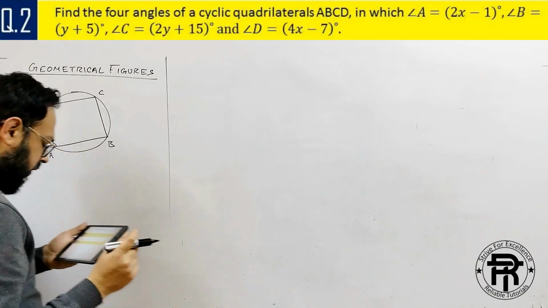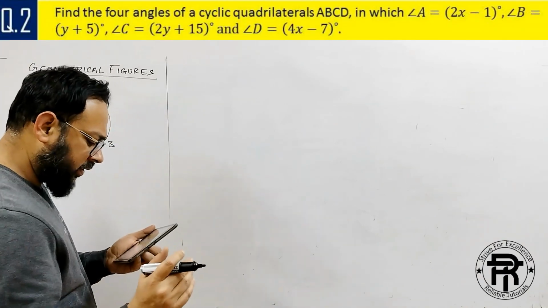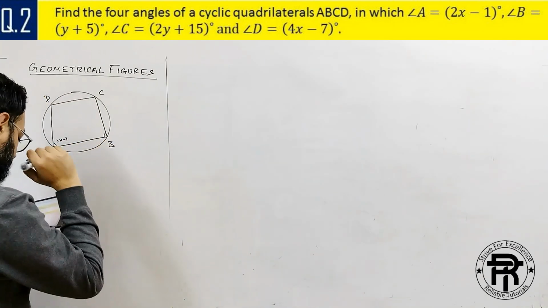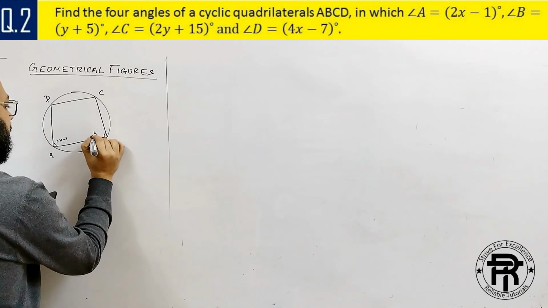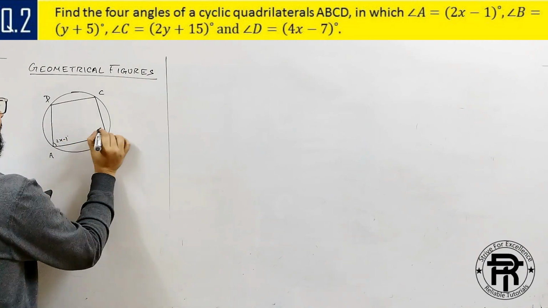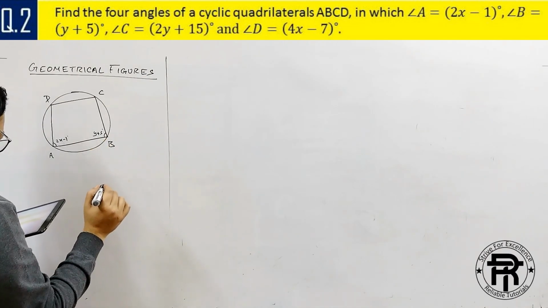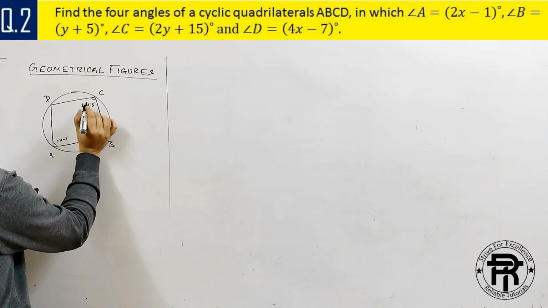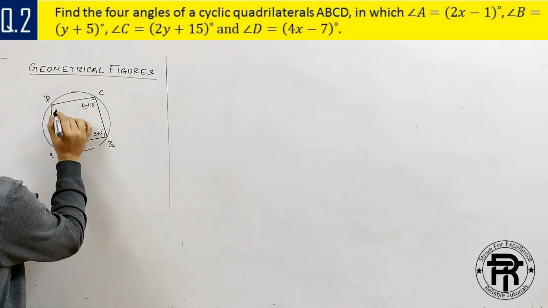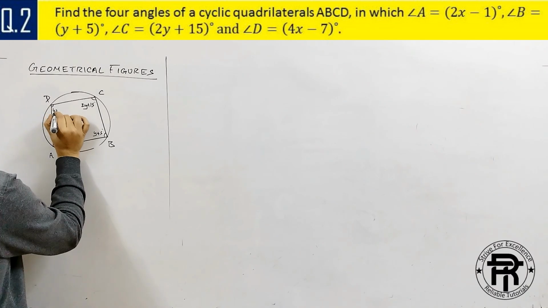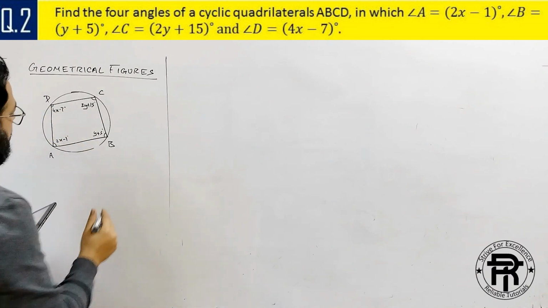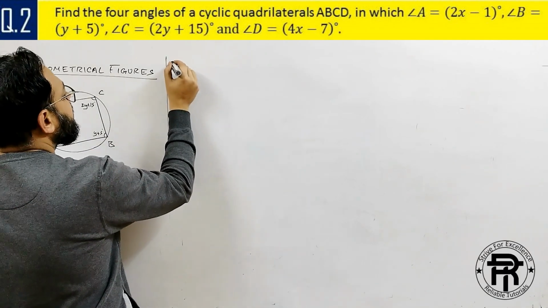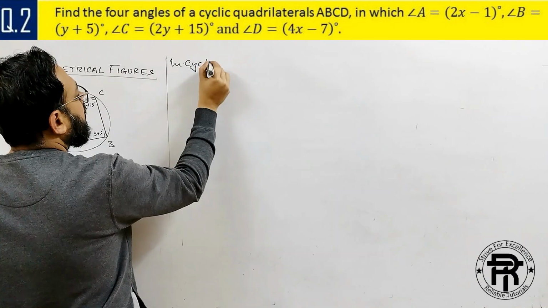Now in this particular question, find four angles of the cyclic quadrilateral ABCD in which angle A is 2x minus 1 degree, angle B is y plus 5 degree, angle C is 2y plus 15 degree, and angle D is 4x minus 7 degree. We have to find out the measurement of all the four angles in the cyclic quadrilateral.